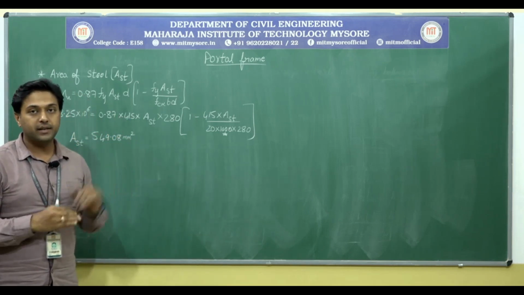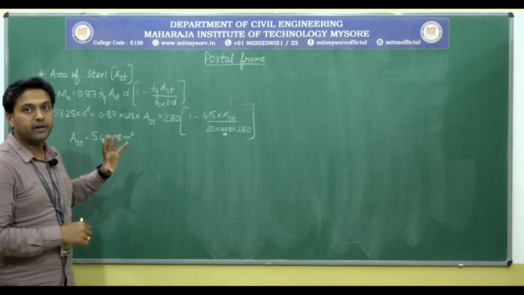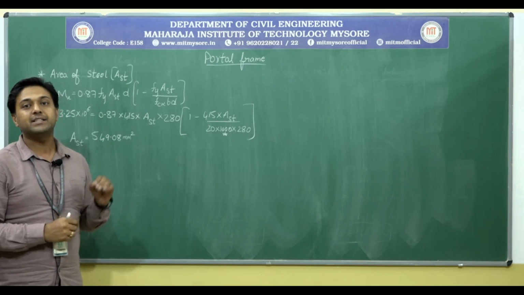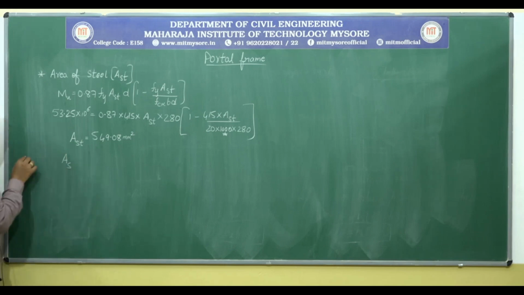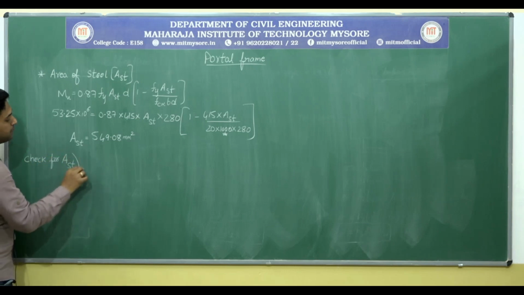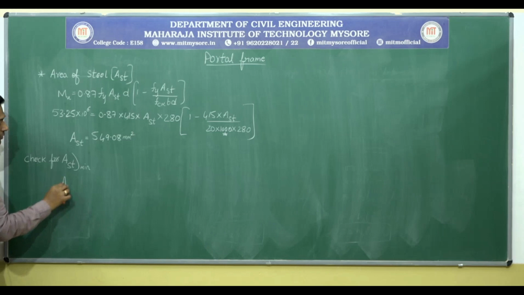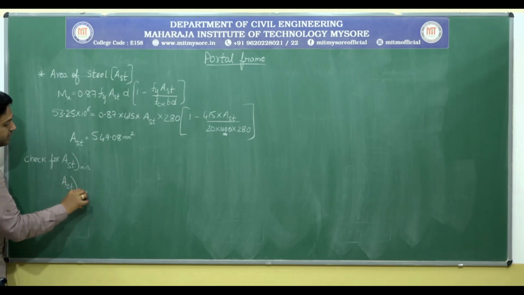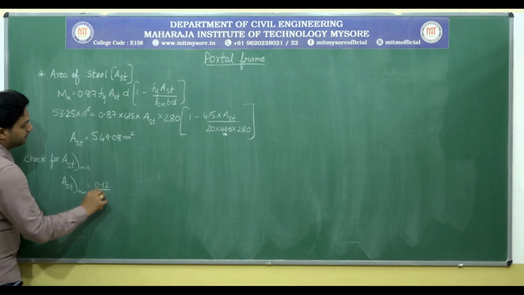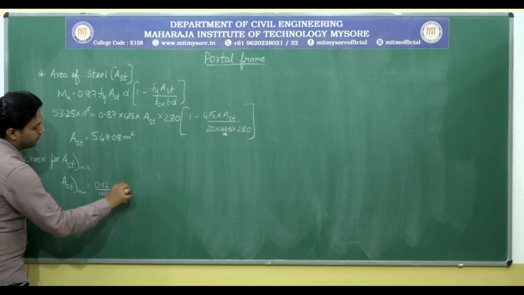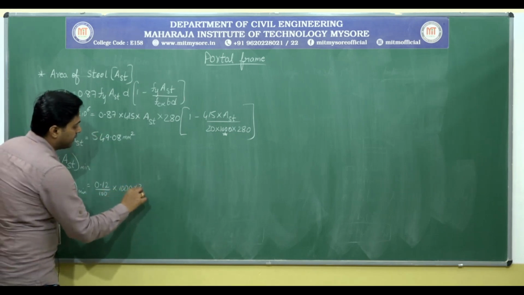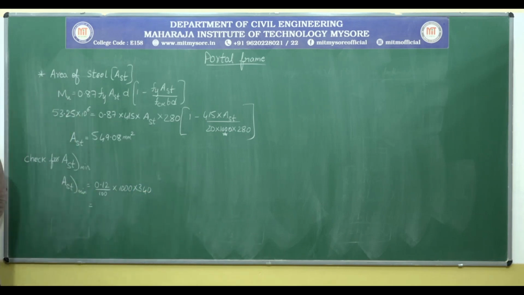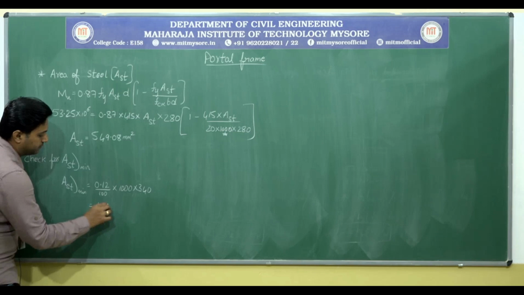As the value of AST is nearer to 400, 500 or something like that, let me go with the AST minimum calculation. So let me cross verify whether the AST that we have provided is sufficient or not. So the next one is check for AST minimum. I think you people know the formula to calculate the AST minimum. It's 0.12% of breadth 1000 into depth. Overall depth I need to go with, so it's 340 mm. So the final value that we are getting here is 408 mm square.